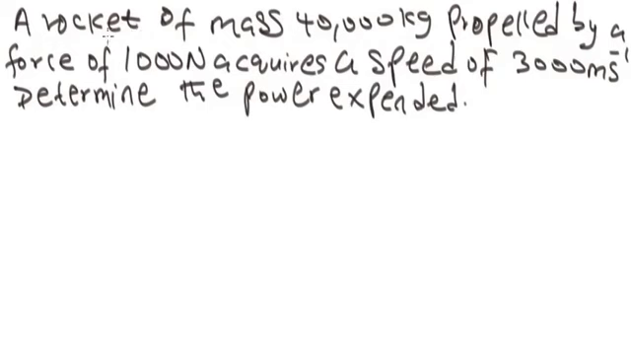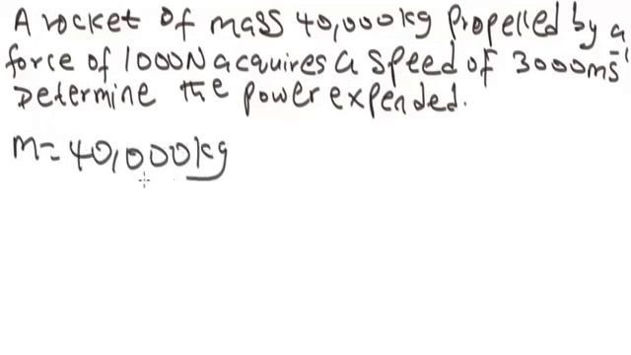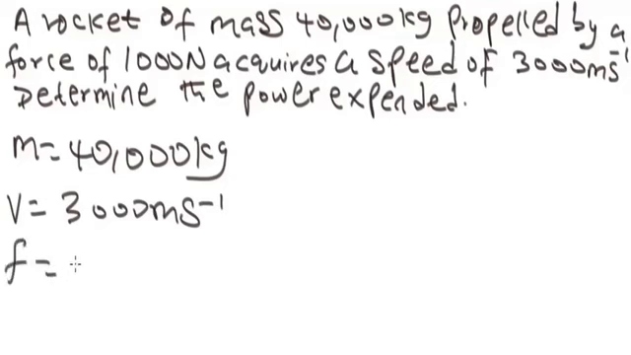Okay, a rocket, let's look at this question. A rocket of mass 40,000 kg propelled by a force of 1,000 newtons acquires a speed of 3,000 meters per second. Determine the power expended, that's the power used. Alright, so let's bring out the parameters. We have a mass of 40,000 kg, a velocity of 3,000 meters per second, and a force of 1,000 newtons.